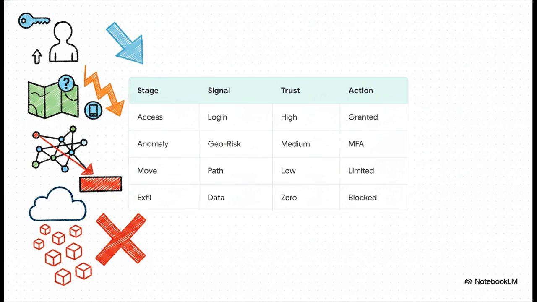Stage 3, they attempt a lateral move, a strict path violation, trying to snoop in a highly sensitive zone. The trust score plummets to low, and the system instantly rate limits their connection to an absolute crawl. Finally, stage 4. They get desperate and attempt exfiltration, pulling a massive volume of data from the restricted tier. The trust score hits absolute 0. The engine automatically quarantines the user and aggressively severs the edges in the network graph to stop any further movement. The threat is completely neutralized.